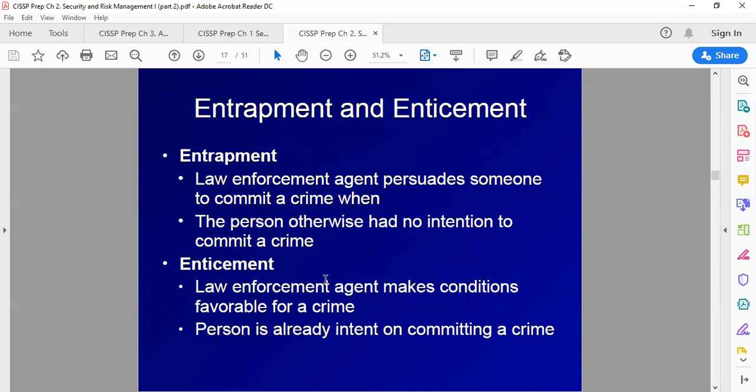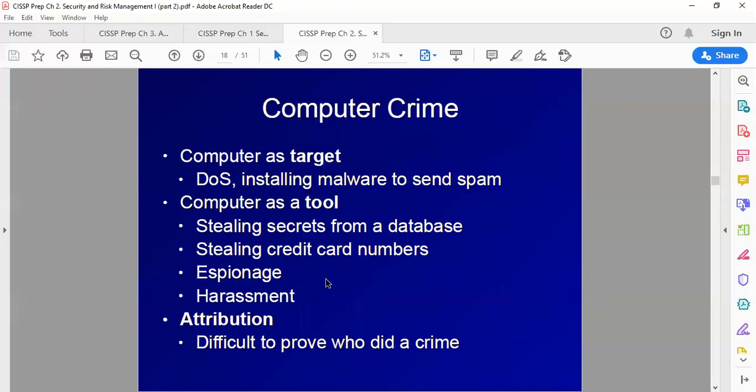Entrapment is basically when a law enforcement agent induces someone to commit a crime when the person otherwise had no intention to commit a crime. So this is what entrapment is.